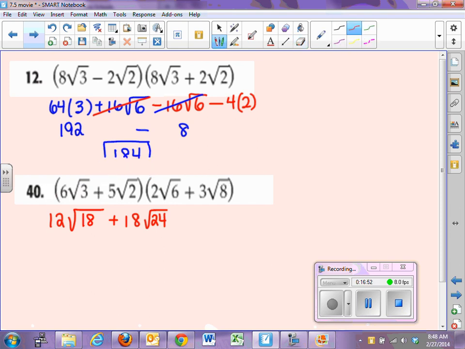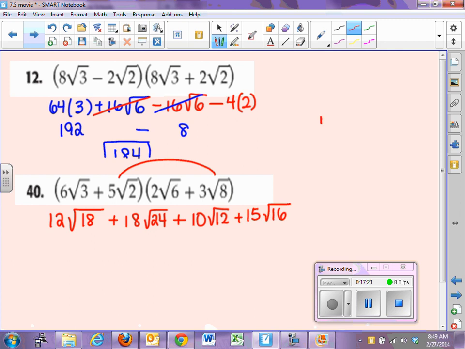Now, inside times inside. Positive times positive is positive. 5 times 2 is 10. 2 times 6 is, hold on, 12. 5 radical 2. Okay, so positive times positive is positive. 5 times 3 is 15. Square root of 2 times square root of 8 is square root of 16.